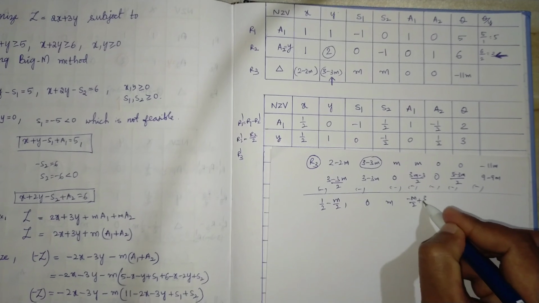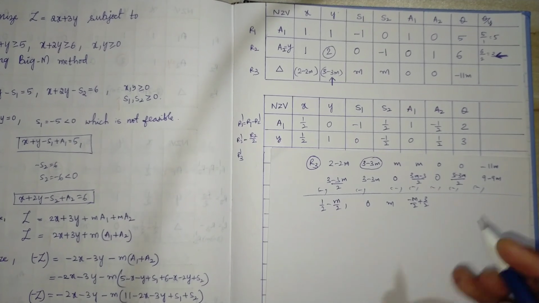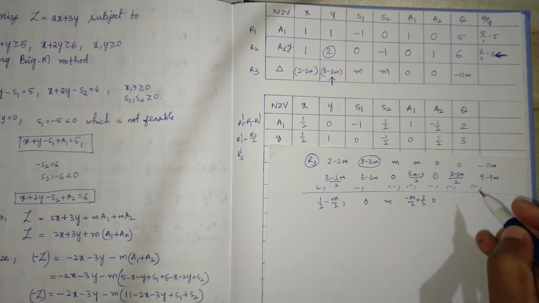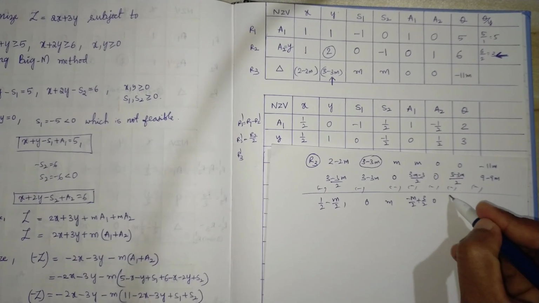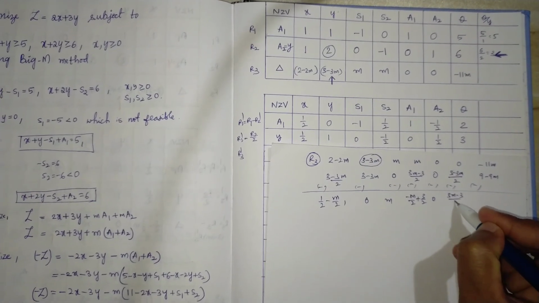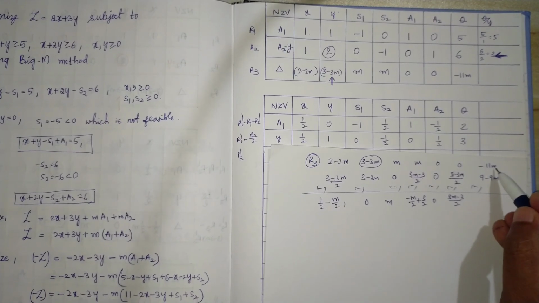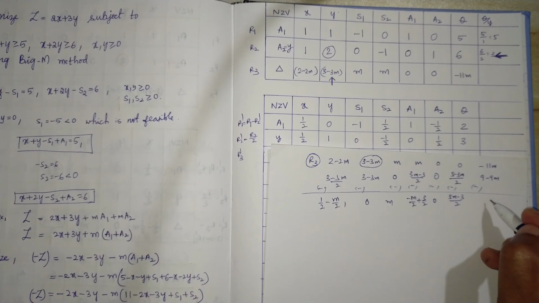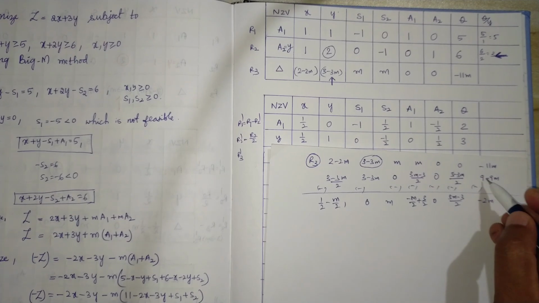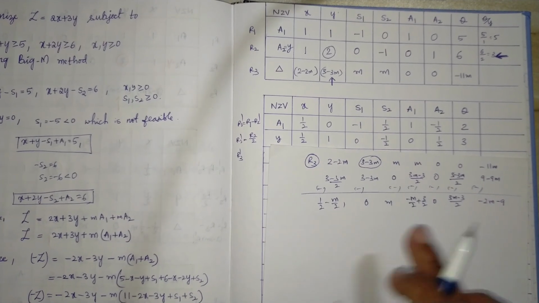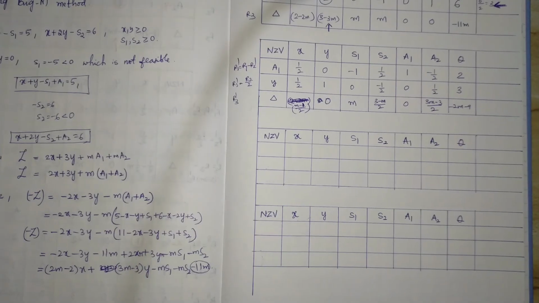3 by 2, right? And here we have 0 minus 0, and it is 0 minus 3 minus 3m by 2, which is nothing but 3m minus 3 by 2, and minus 11m, minus into minus plus 9m, that is minus 2m, and 0 minus 9, right? Let us write that as it is here, right?